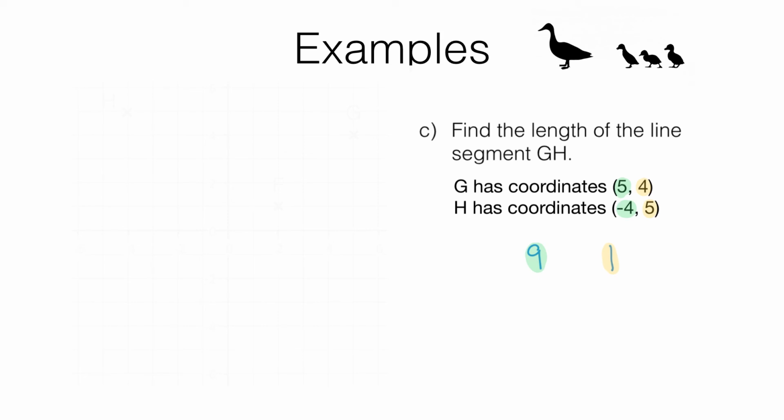To find the length of that hypotenuse then, we need to work out 9 squared plus 1 squared and find the square root of that. Now what we've got in here is 9 squared, which is 81, plus 1 squared, which is just 1. So this gives us the square root of 82. Now this is a surd, which can't be simplified further, so I'm just going to leave my answer at that.